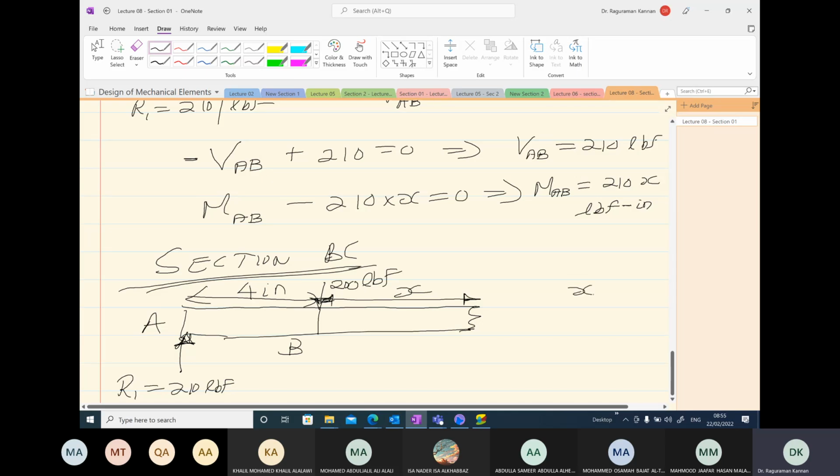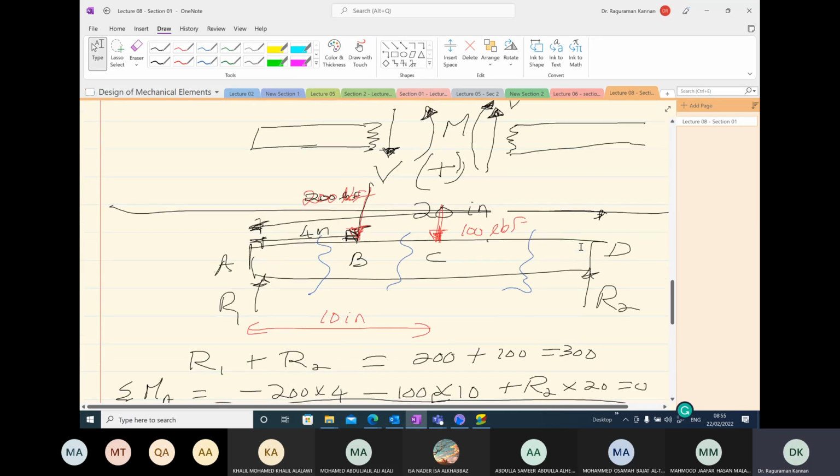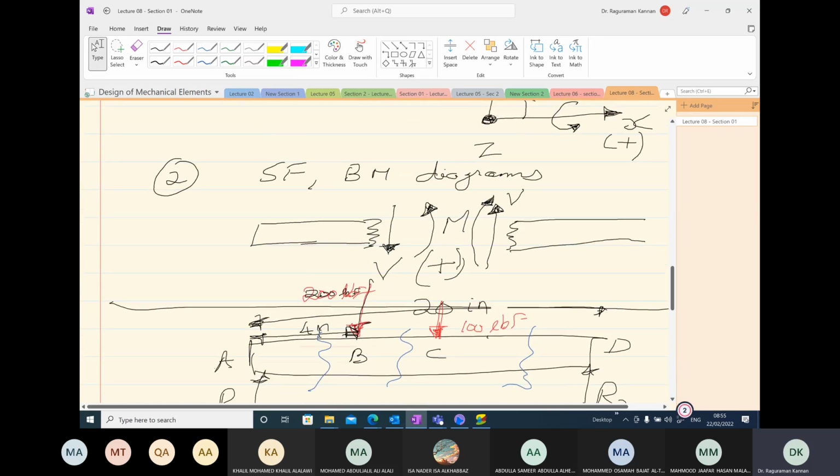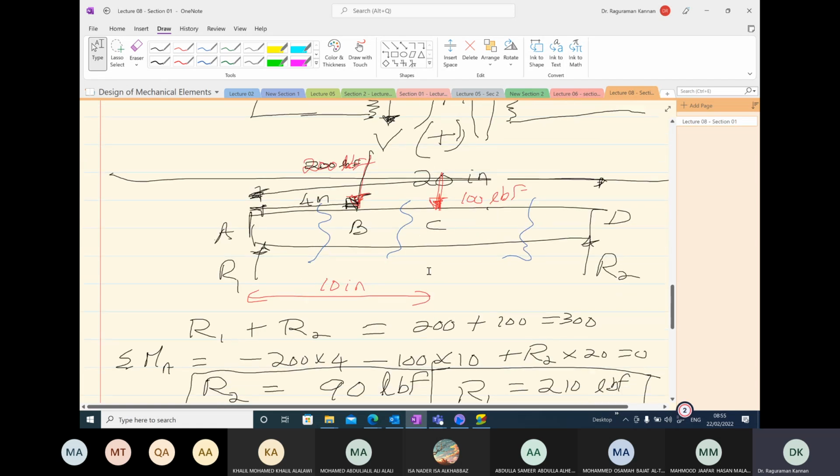Your x varies from what values? Take a look at it. From at point B 4 inches, from here to point C it is 10 inches. Okay, so between 4 and 10. Okay, that means your x values varies from 0 to 6.